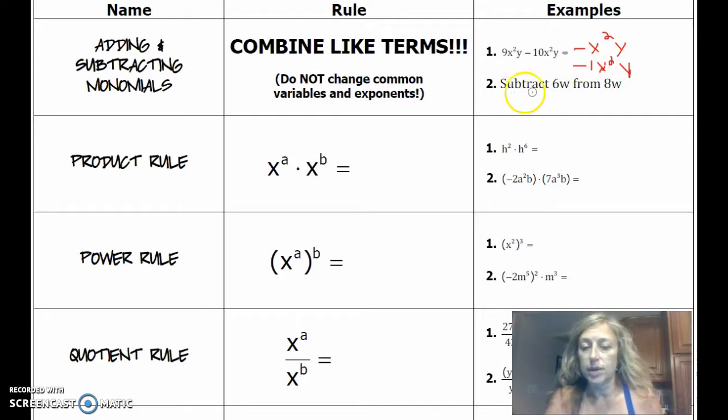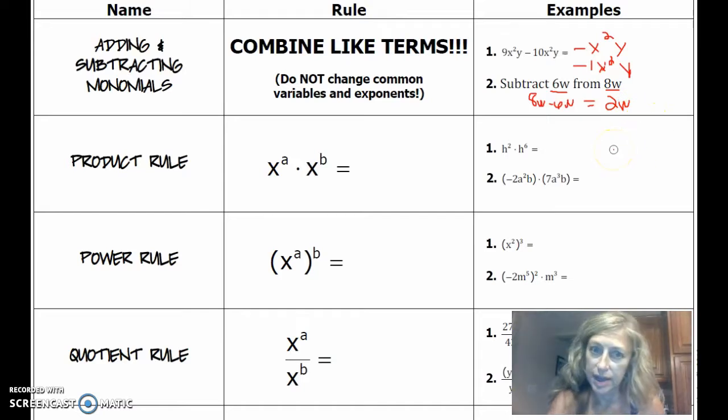For this next one, number 2, subtract 6 w's from 8 w's, again, like terms. And I'm taking the 6 away from the 8. So really I start with the 8 w's, and I subtract 6 w's, and that gives me 2 w's. It's just a little review. We learned it last year. You're going to do it a lot this year, so let's make sure you know.